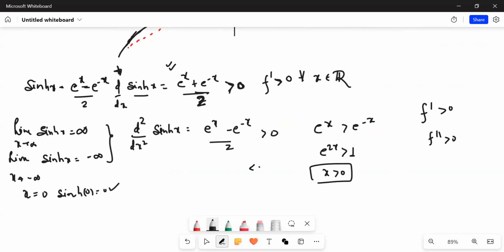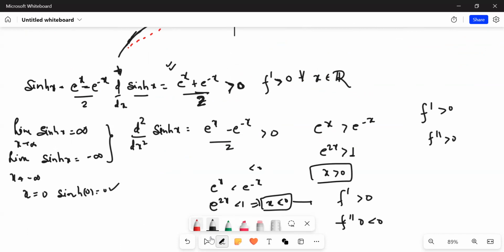And this will be less than 0 only if e power x is less than e power minus x, or I can say e power 2x is less than 1, or you can say x is less than 0. So whenever x is less than 0, your function would be increasing at a decreasing rate. So this is a mistake that we have made in this graph.